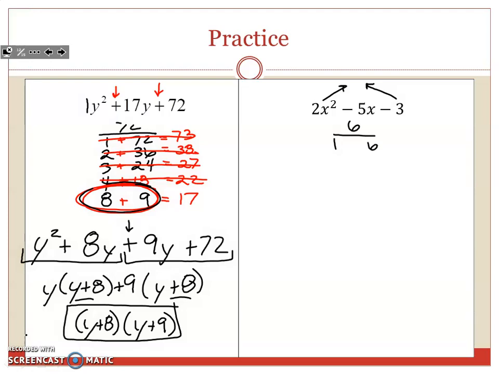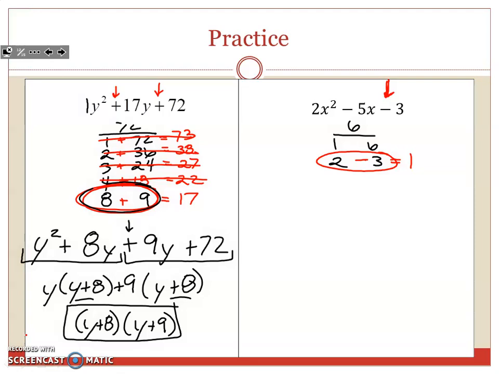So I've got 1 and 6, and I've got 2 and 3. Now this is a very common mistake. I like using this one because it really shows me if you know what you're doing here. You need these factors to subtract to give me 5. A lot of you will be like, oh, I can make 2 and 3 give me 5. But 2 minus 3 gives me 1.